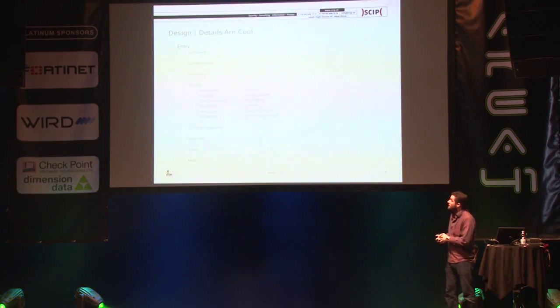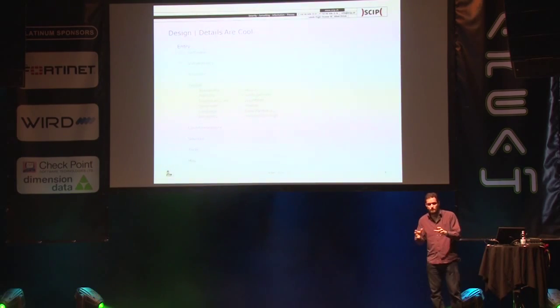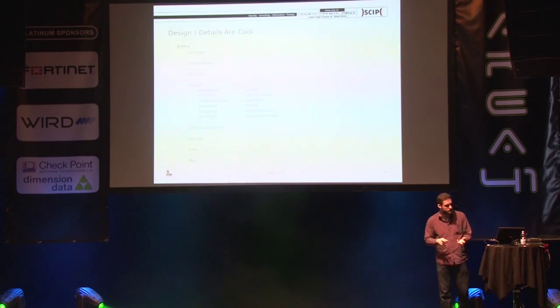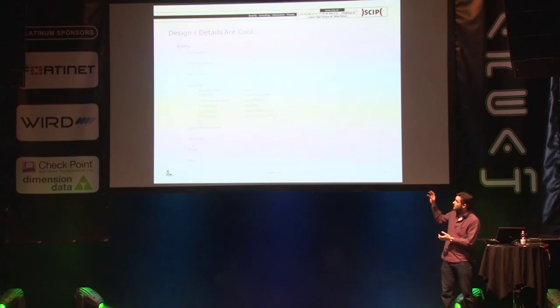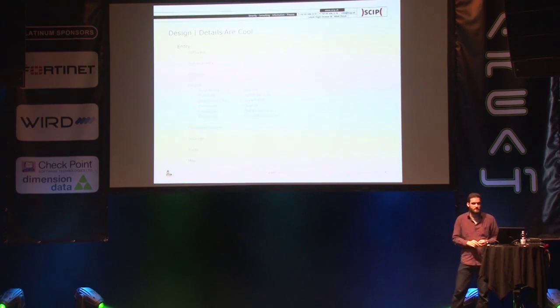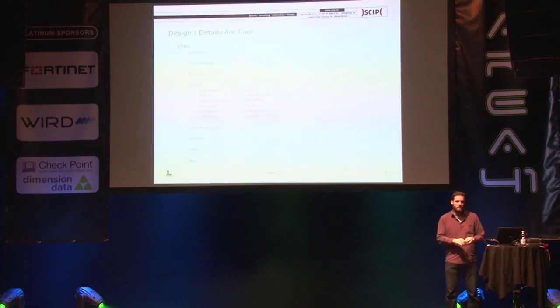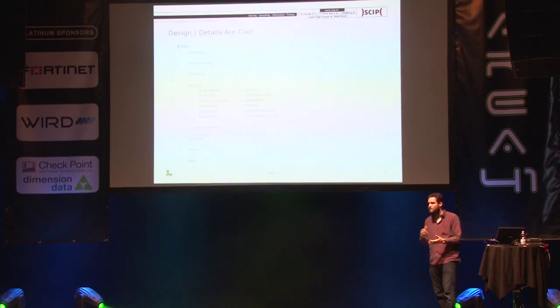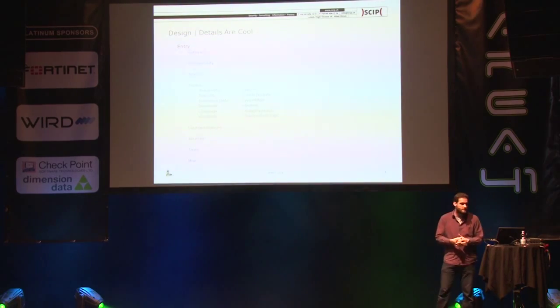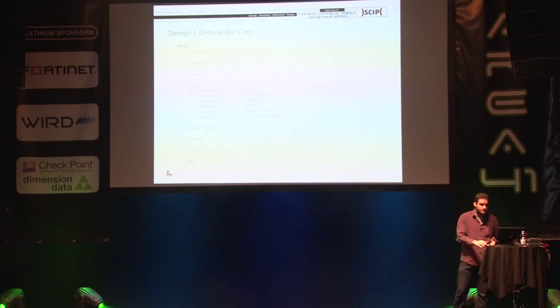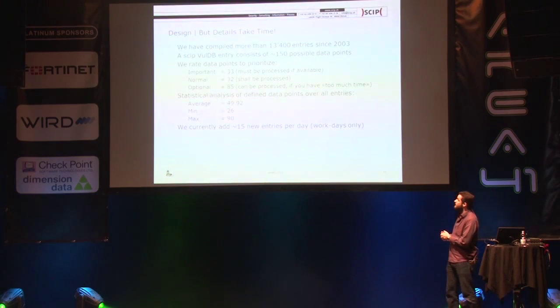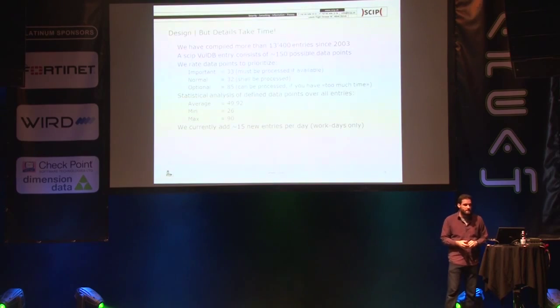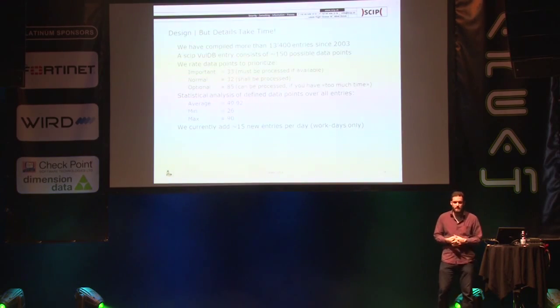But details are cool. In our database, we have different groupings of information. So we have software information, vulnerability, advisory, exploit, countermeasures, sources, tools, and miscellaneous. I have just displayed a few of the exploit information we are collecting. So for example, is an exploit available? What was the disclosure date of the exploit? The name of the developer? In which language was the exploit written? How reliable is the exploit? And stuff like that. The problem is, the more details you are collecting, the more data you have to manage. In the last 11 years, we have compiled more than 13,000 entries.